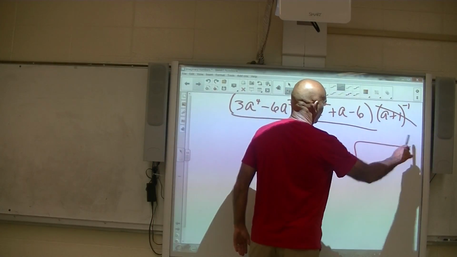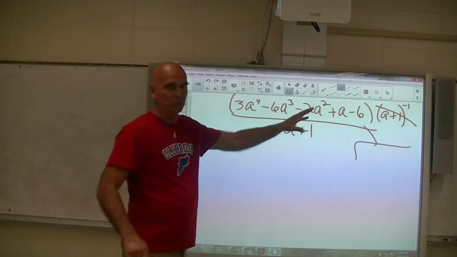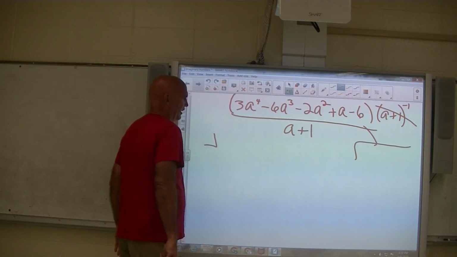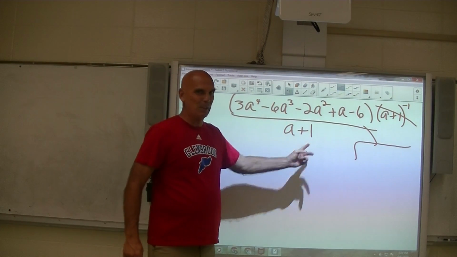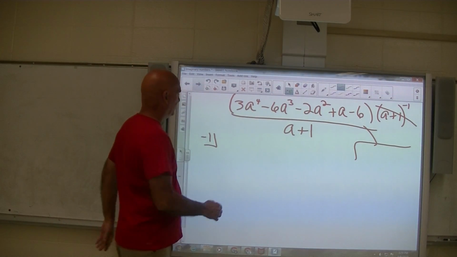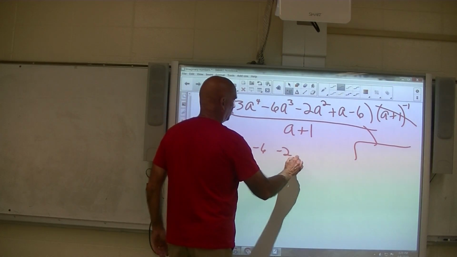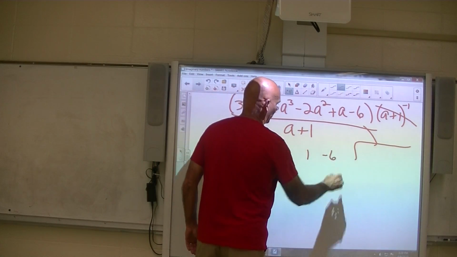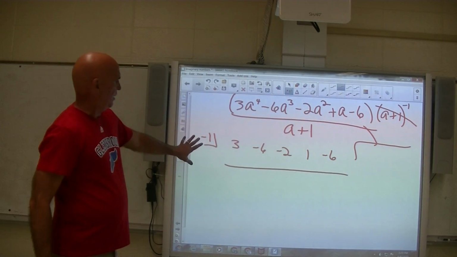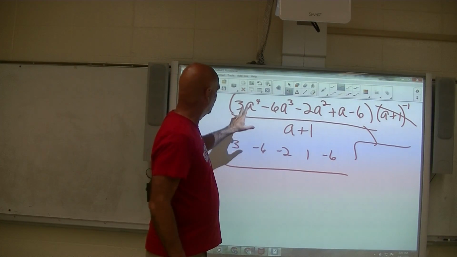I could do the long division with all this part right here and this number right here, and then say what times that gives me that. I can do all that long division stuff. But I choose to do synthetic division. All right, because it's a plus 1, negative 1 goes in the box, so be careful with that. And now just get the coefficients here: 3, negative 6, negative 2, positive 1, negative 6. All right, so when I draw the line now, it's going to be just multiply, add, and all that after I bring the first one down.